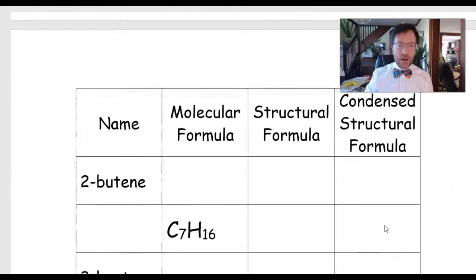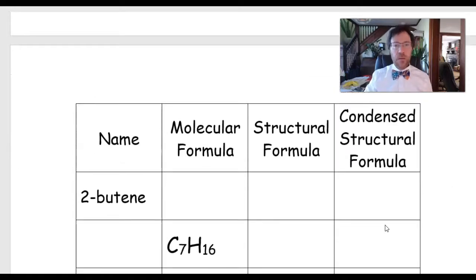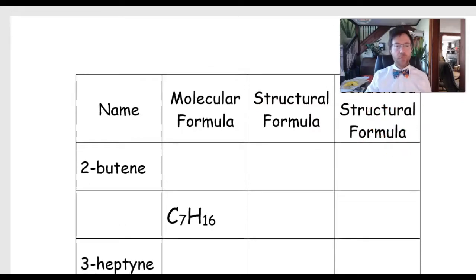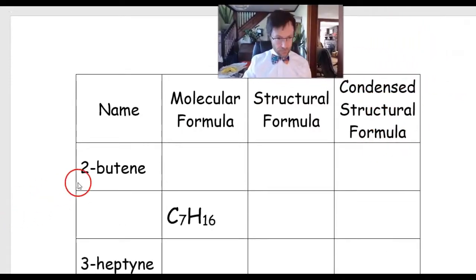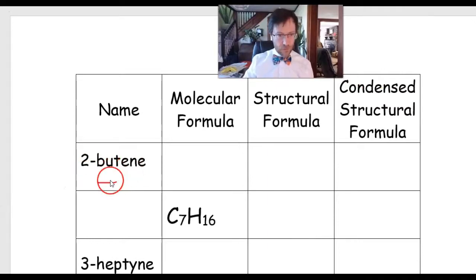All right, so here's what I need us to be able to do. We need to be able to go from name to molecular formula to structural formula to condensed structural formula. Do you remember this way from the beginning? So here's what we're going to do. We're going to do a couple of these together here. 2-butene. Whoa, I don't even know how it happened there.